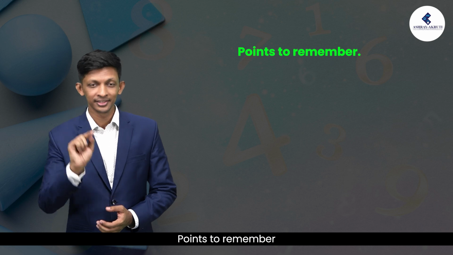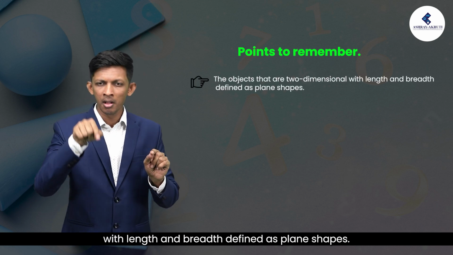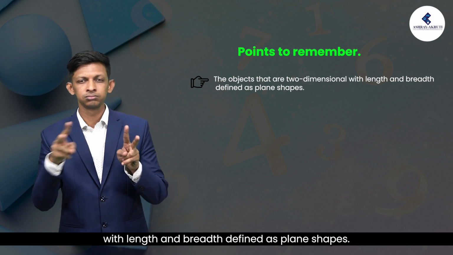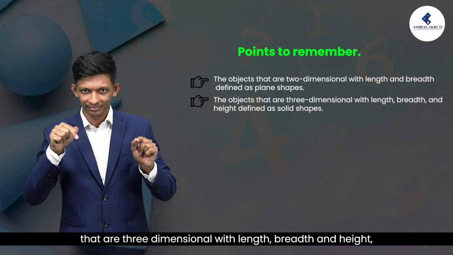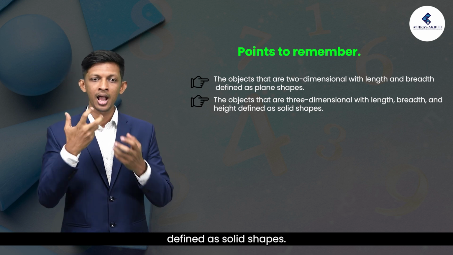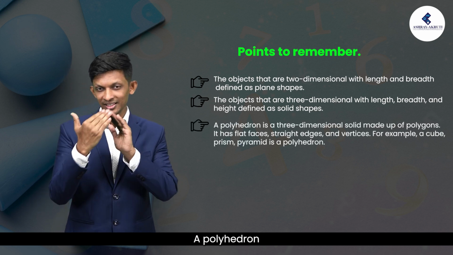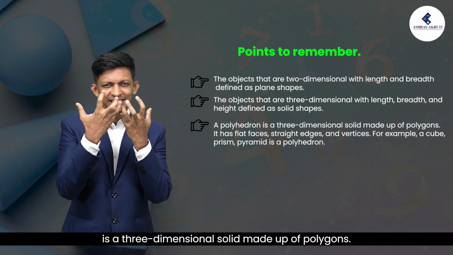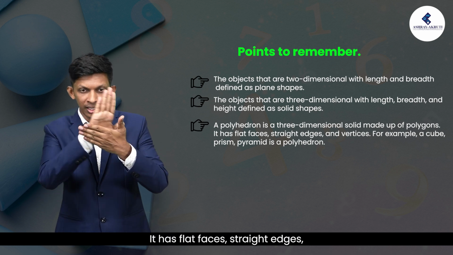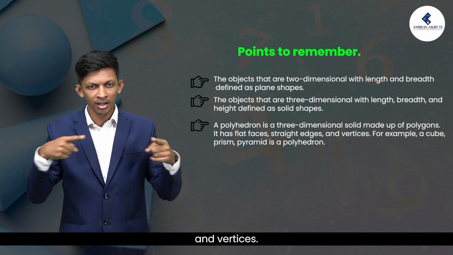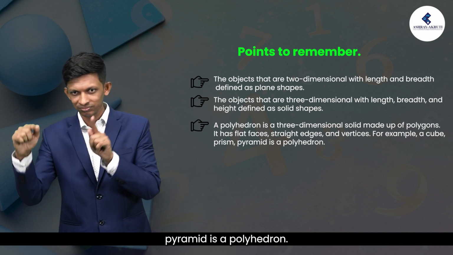Points to remember. The objects that are two-dimensional with length and breadth defined as plane shapes. The objects that are three-dimensional with length, breadth and height defined as solid shapes. A polyhedron is a three-dimensional solid made up of polygons. It has flat faces, straight edges and vertices. For example, a cube, prism, pyramid is a polyhedron.